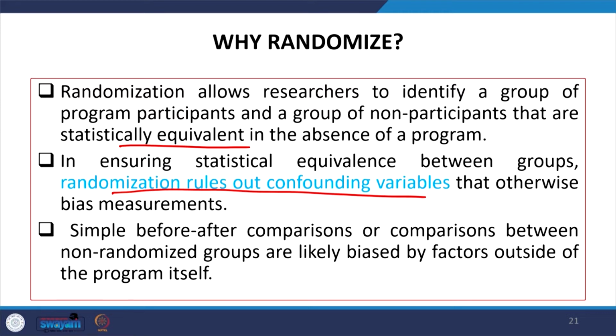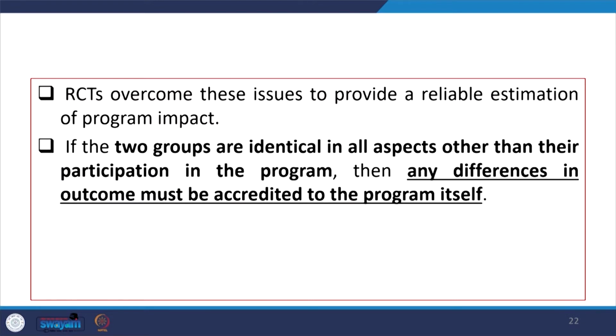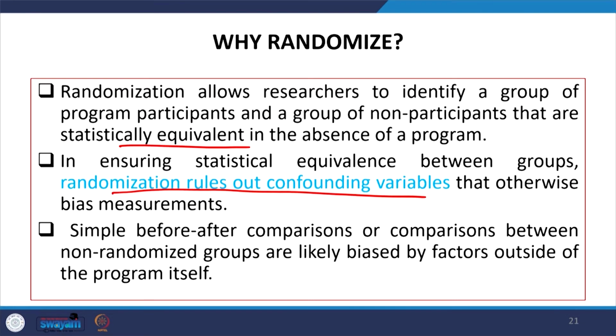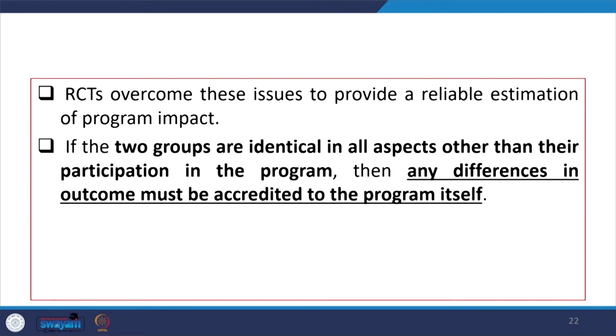Simple before-after comparisons or comparisons between non-randomized groups are likely biased by factors outside the program itself. That is why randomization is needed. So, all these 3 points regarding randomization are equally important to note. RCTs overcome these issues to provide a reliable estimation of program impact.